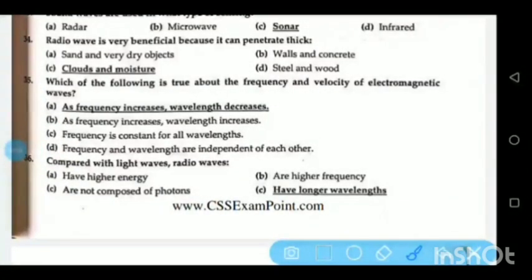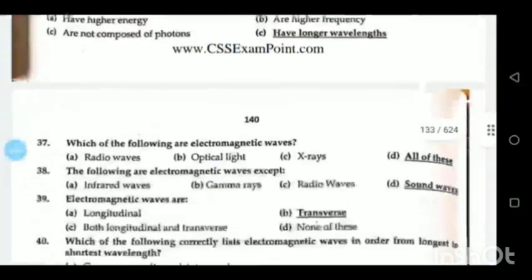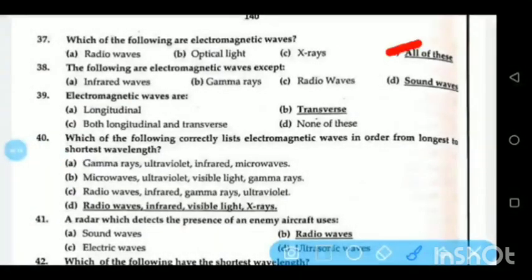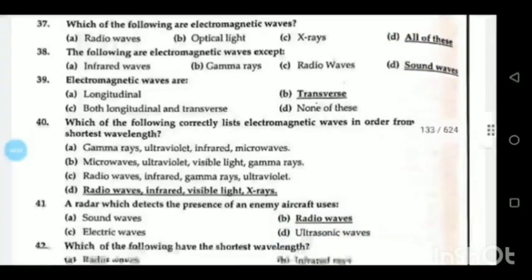Which of the following is true about the frequency and velocity of electromagnetic waves? As frequency increases, wavelength decreases. Compared with light waves, radio waves have longer wavelengths. Which of the following are electromagnetic waves? All of these. Radio waves, optical light, and X-rays. The following are electromagnetic waves except sound waves. Electromagnetic waves are transverse. Which of the following correctly lists electromagnetic waves in order from longest to shortest wavelength? Radio waves, infrared, visible light, and X-rays.